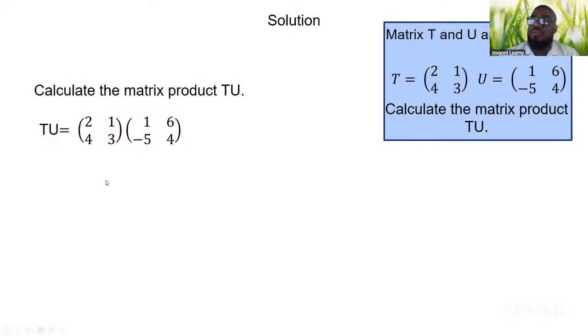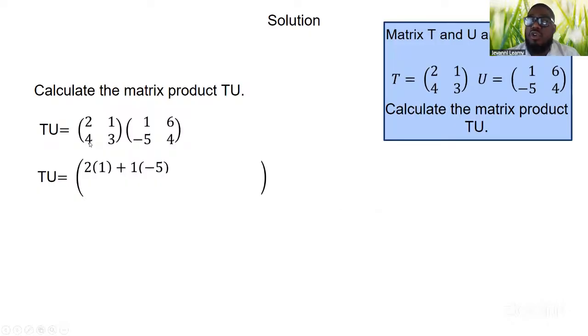So let's go. The first row in matrix T is going to be multiplied by the first column in matrix U. So what does that give us? We checked the compatibility already from the previous question, so we don't have to check it again. So that gives us 2 multiplied by 1 added to 1 multiplied by -5. That is the first row in the first matrix, which is 2, 1, multiplied by the first column in matrix U, which is 1 and -5.